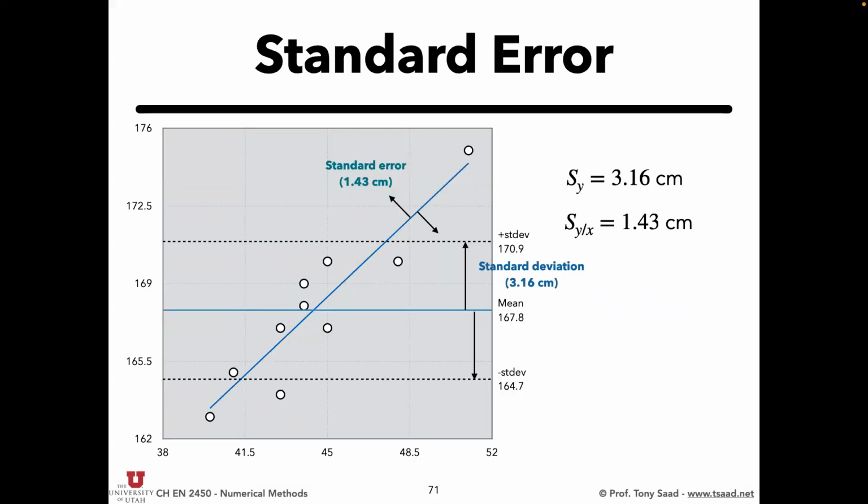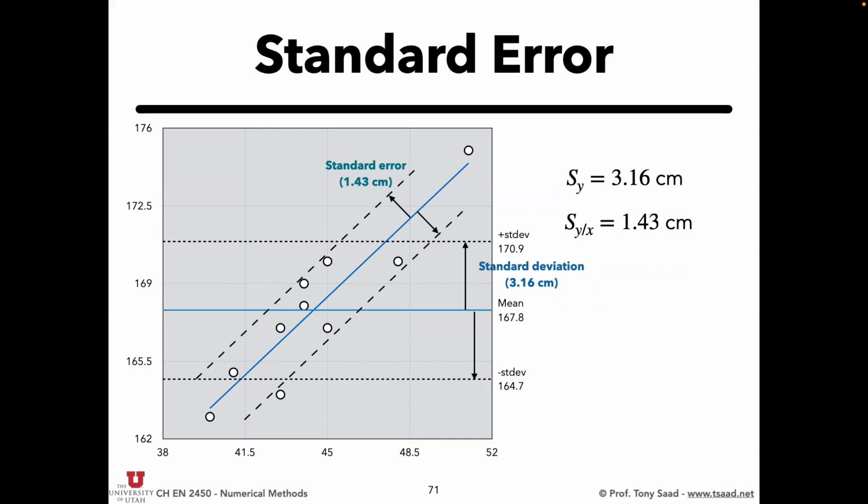Now, for these data, I have some numbers here for you for the height versus femur, before we head to the next discussion. These are the height and femur data. The mean value is 167.8 centimeters, and the standard deviation is, sorry, 3.16. Never mind, 3.16. Now, if you put a regression line, SY was 3.16. Now SYX is 1.43.